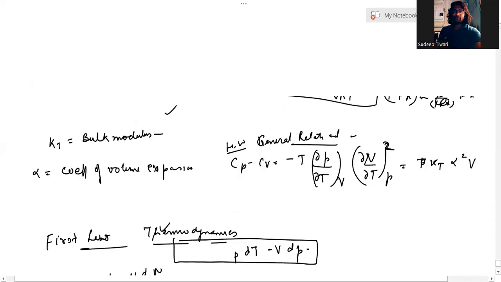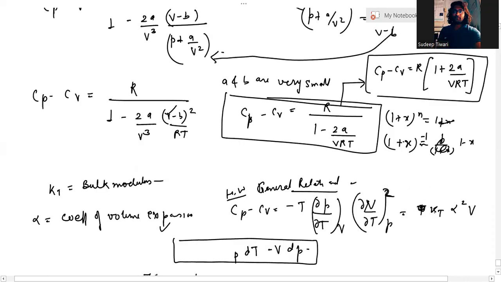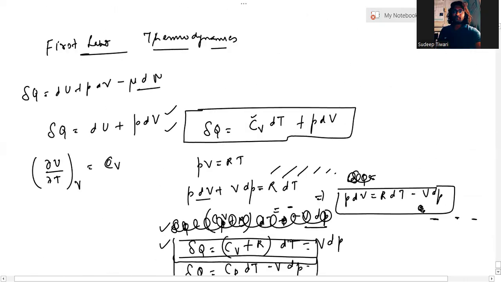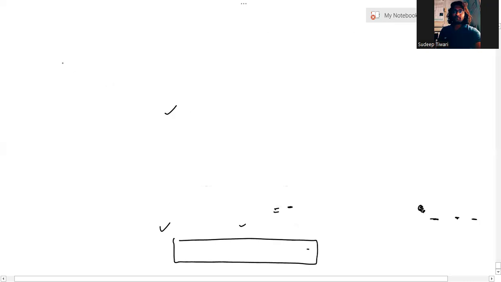For ideal substances, or more generally, this is the expression Kt alpha square V, where Kt is the bulk modulus, alpha is the coefficient of volume expansion, and V is volume. So this is how I can also express Cp minus Cv. I have already calculated Cp minus Cv for ideal gases and for van der Waals gases. This is something I'm leaving for you as your homework. Try to find it in your books and try to derive it. And this is how I can express my first law of thermodynamics when I have to write it using the molar heat capacities at a constant volume and at a constant pressure.